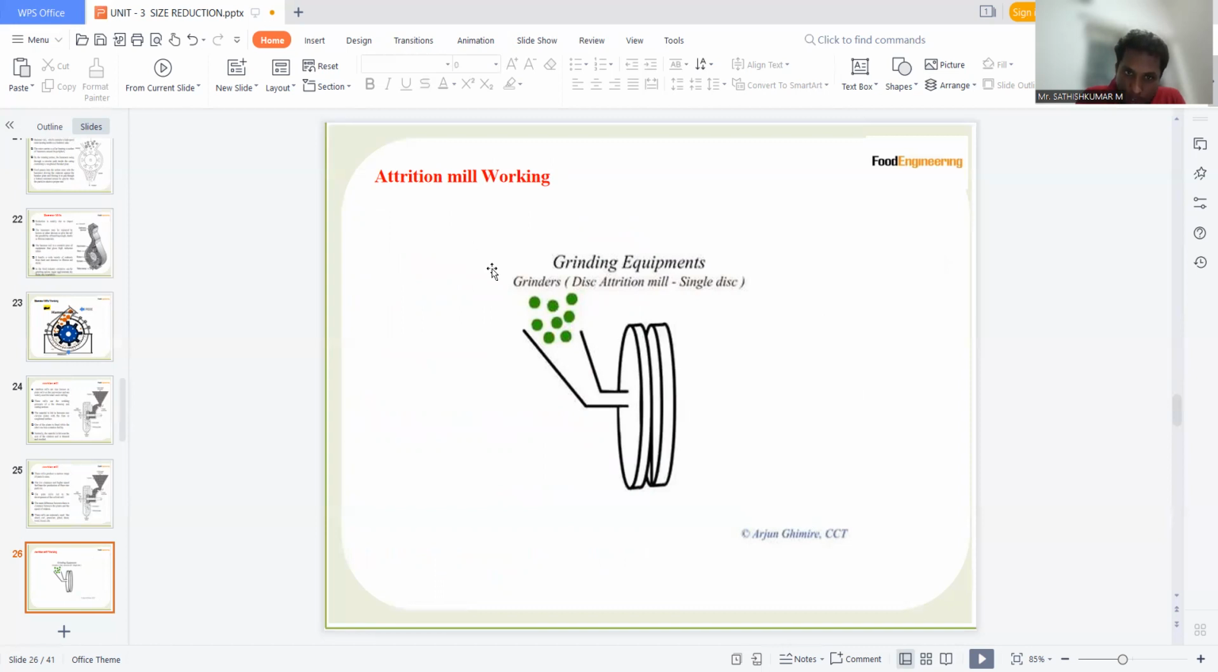The grinding materials pass through the fixed plates and break down in between the gaps of the rotating blades and the fixed blade. Okay, this is the additional working principle.